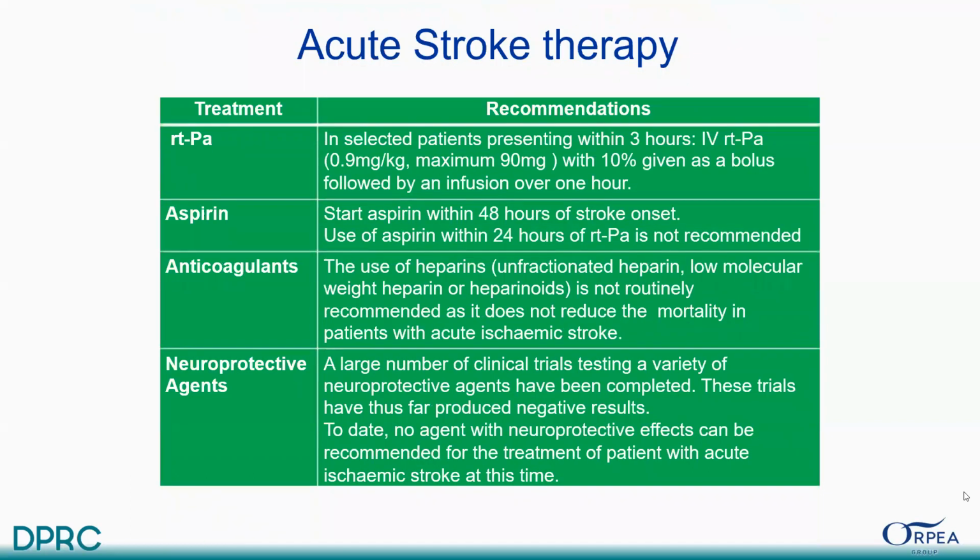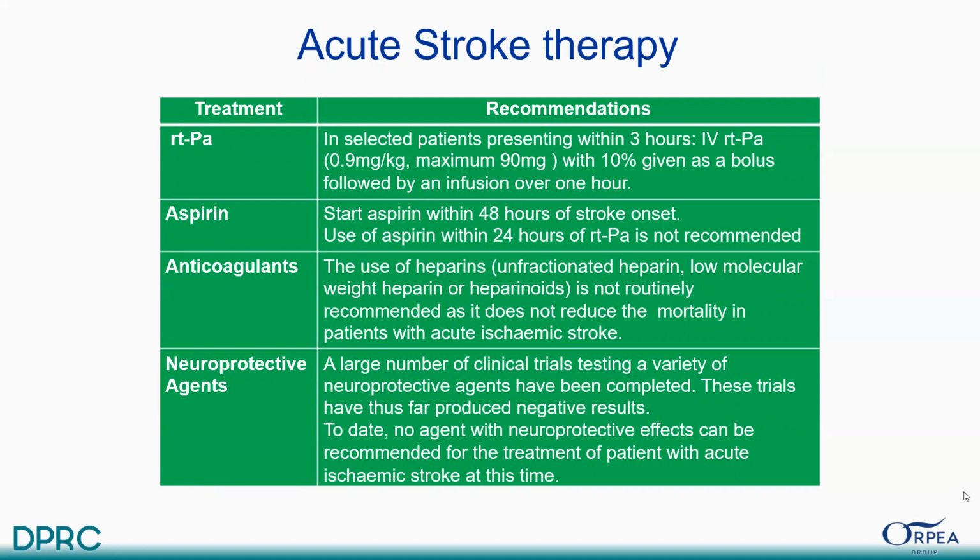The treatment with rtPA in selected patients presenting within 3 hours, with 10% given as a bolus followed by infusion over 1 hour. Aspirin: we have to start aspirin within 48 hours of stroke onset, and use of aspirin within 24 hours of rtPA isn't recommended. So we have to make sure whether he already took the IV rtPA or not.